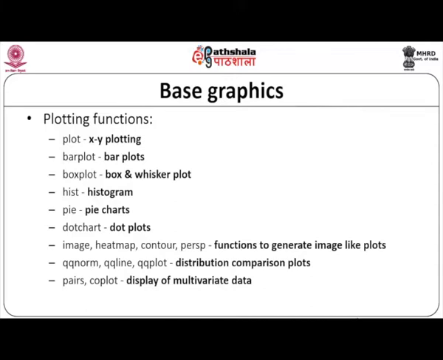We have plots and functions for distribution and comparison like qqnorm, qqline and then the qqplot functions, and finally we have support for display of multivariate data using the pairs function and then the coplot function. These are the fundamental plot functions available in R for displaying univariate as well as bivariate variables and the data relation with respect to these variables.